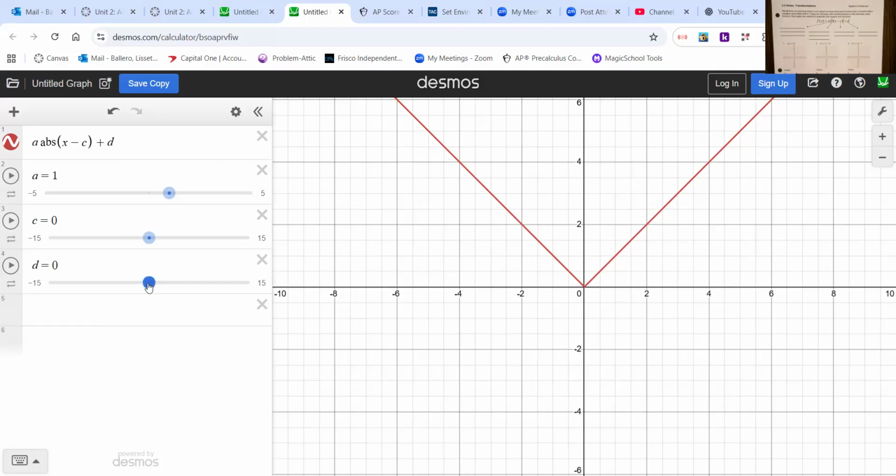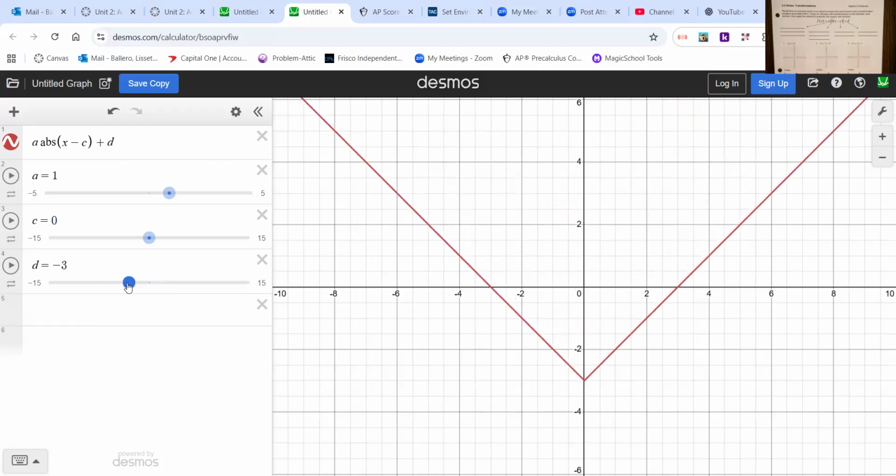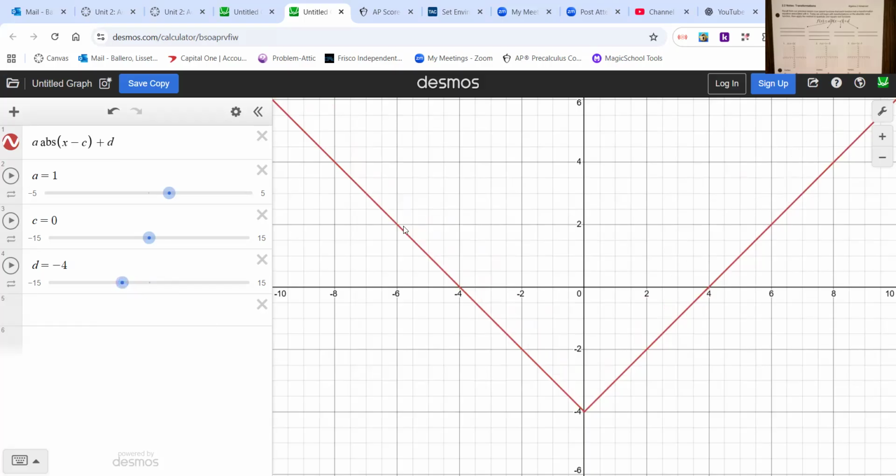If I move it to the right and I find a positive D value, notice that my graph is completely picked up and moved up. And then as I move down, it is moved down on the graph. So -4 brought it down 4 from the parent function. These are the transformations that you will see on all of the functions all year.